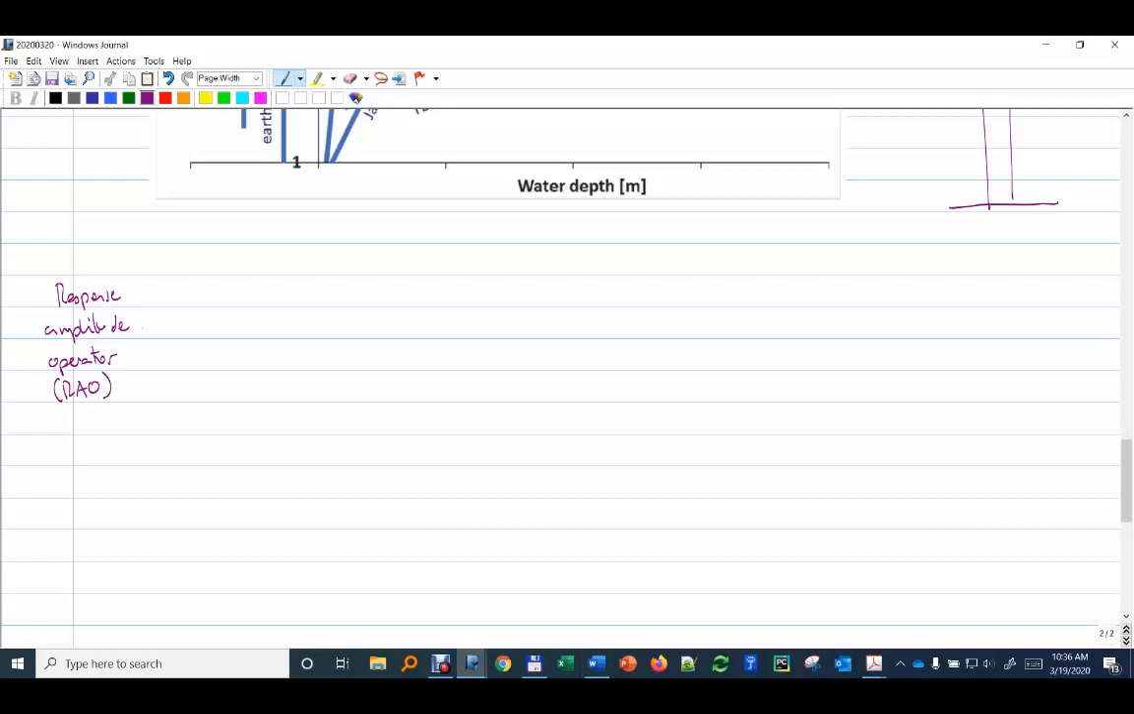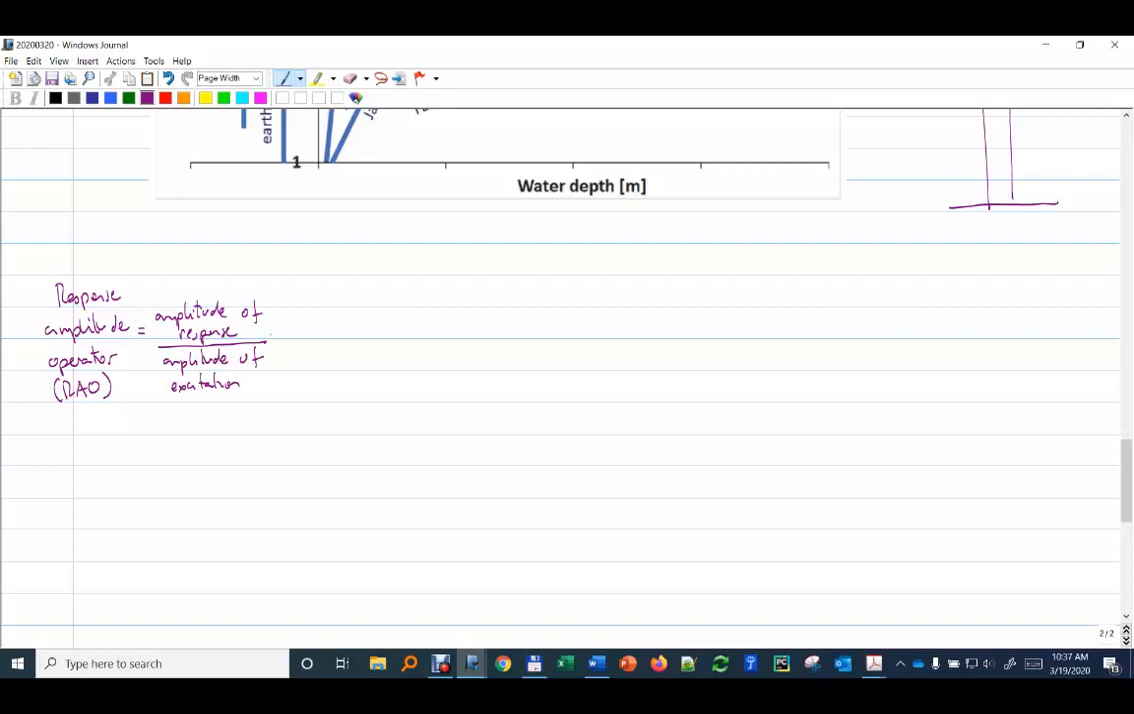And this operator is basically the amplitude of the response divided by the amplitude of the excitation.